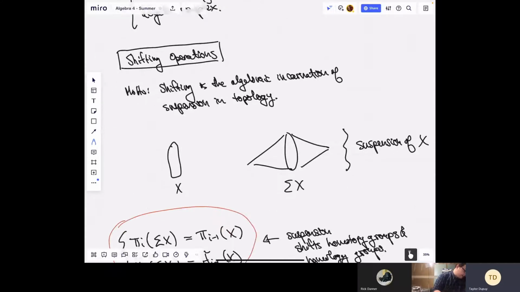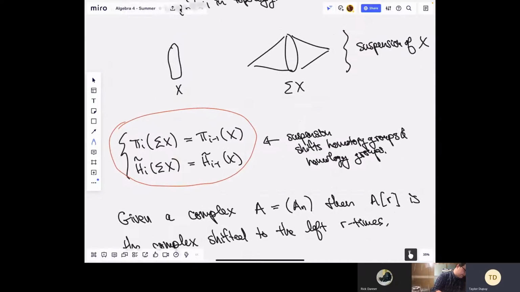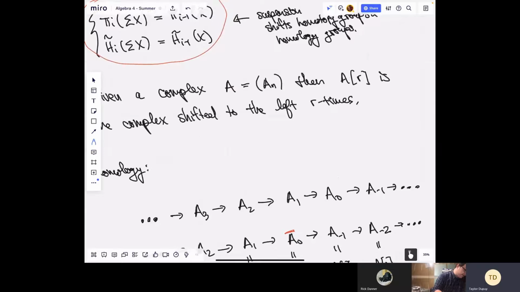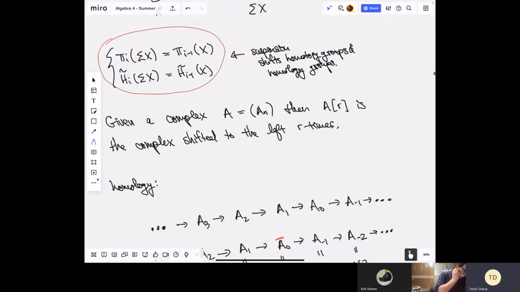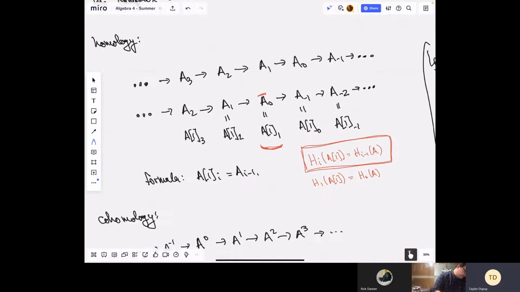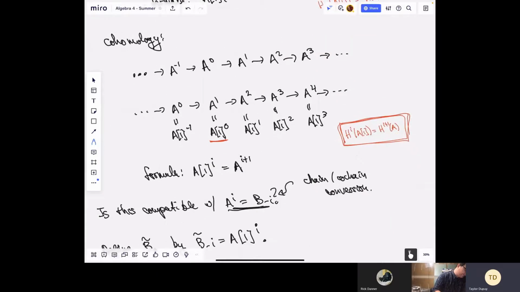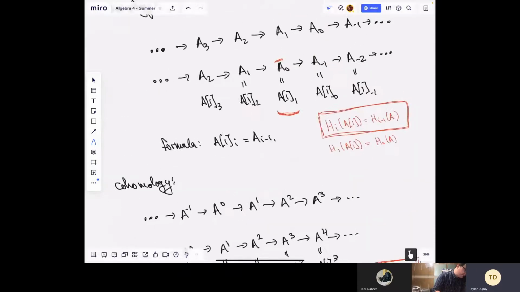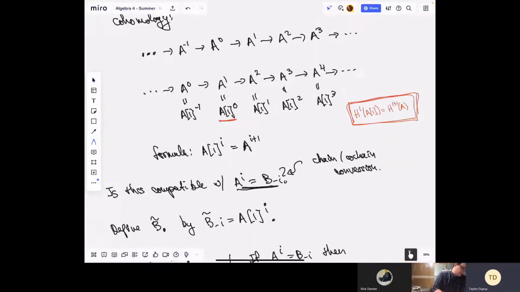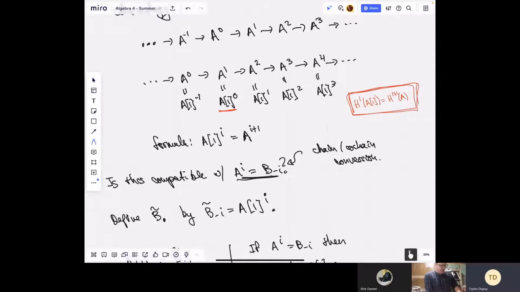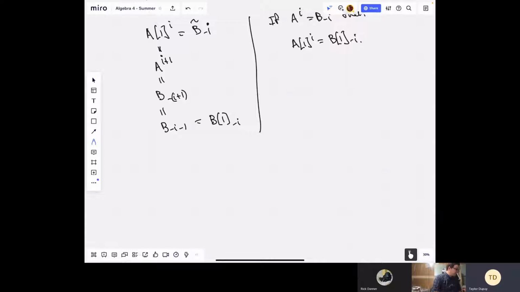Okay, then we talked about shifting and what it had to do with suspension. Suspension is something that moves the index of homology, and just like that, the incarnation of suspension in chain complex land is the shifting map. So the shifting map, with the angle or square brackets 1, is where you move the complex over to the left by 1. And then I showed that the shifting for homology and cohomology were compatible if you use this index switch convention. That was something that I was worried about.